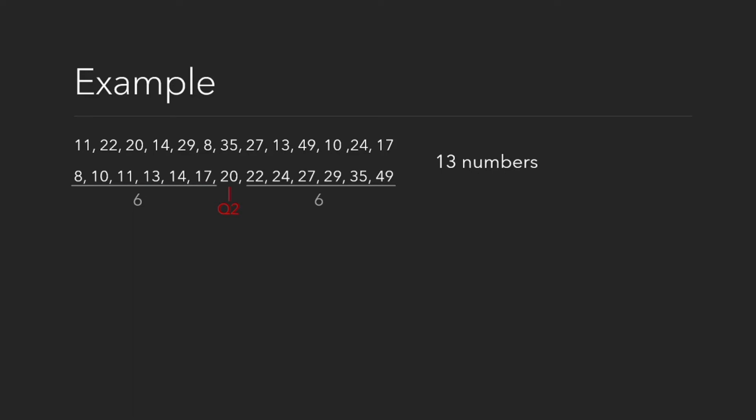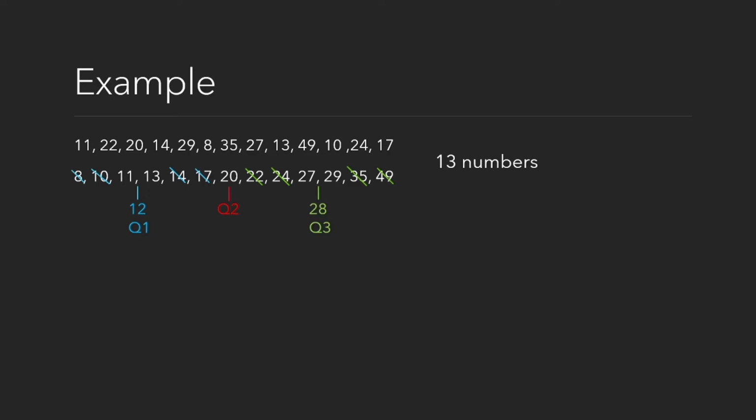Now I need to find the median of the lower side of the data. So again, I eliminate the first 2 numbers until I have 2 numbers in the middle. Because we have 2 numbers, the median is the average of these 2 numbers. So the average of 11 and 13 is 12. The first quartile, Q1, in our data set is 12. And now we repeat the same steps on the other side. So Q3 is between 27 and 29, which is 28.